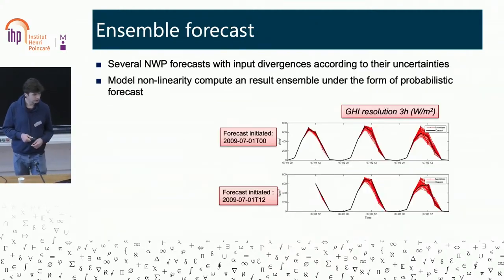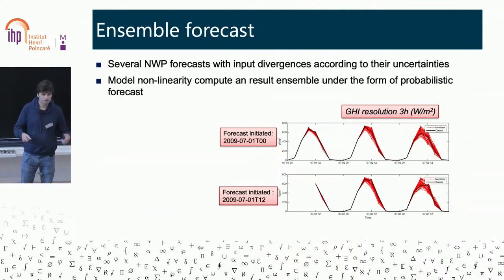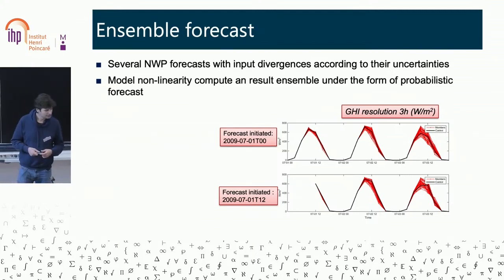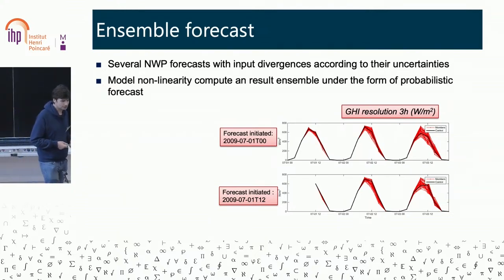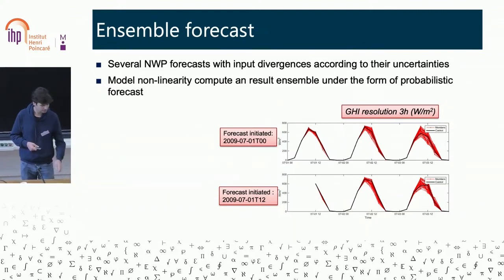And just a few words about ensemble forecast, but Riwal yesterday told about that better than me. For solar energy purposes, for GHI forecast, it's a big benefit if we use ensemble forecast. We have really better results, and we have a probabilistic forecast.